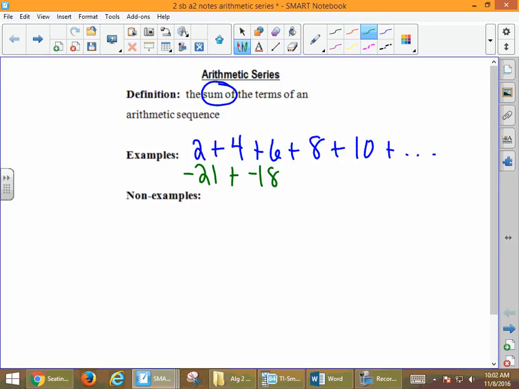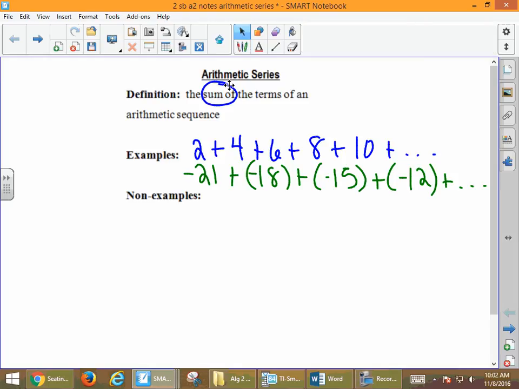Our other example that we did yesterday is we said negative 21, negative 18, negative 15, negative 12, but we're just going to add these together. That's the difference. The sequence is a list of terms. The series is a bunch of the terms added together.